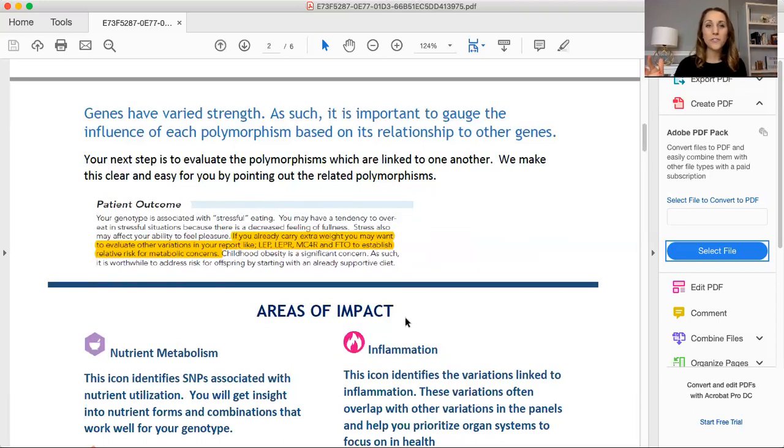You don't know if these genes are turned on or turned off. If this particular patient had this gene, the next question would be, does the patient have an increased BMI? Does the patient have an increased body fat? Are they carrying around some extra weight? Because if so, you might want to look at the LEP, the LEPR, the MC4R, and the FTO gene to find out relative risk for metabolic concerns.